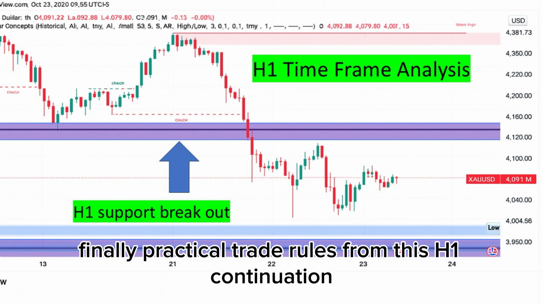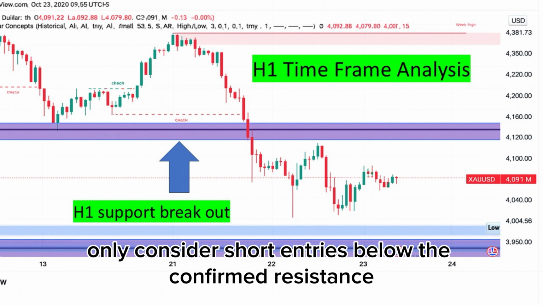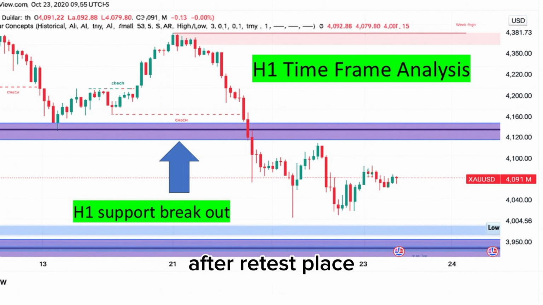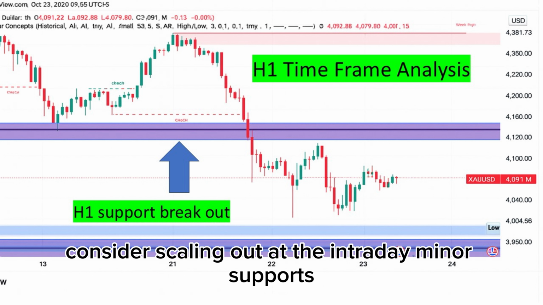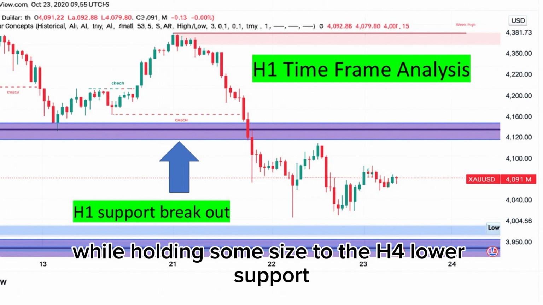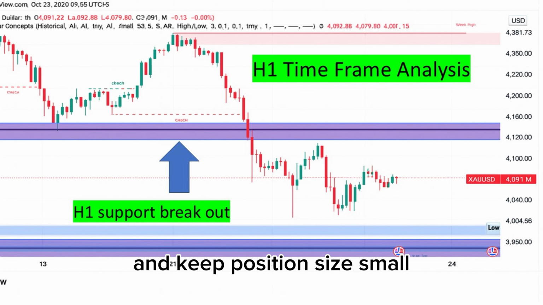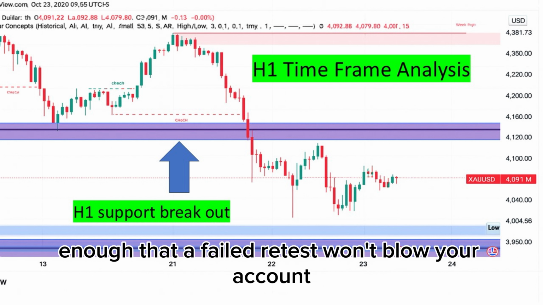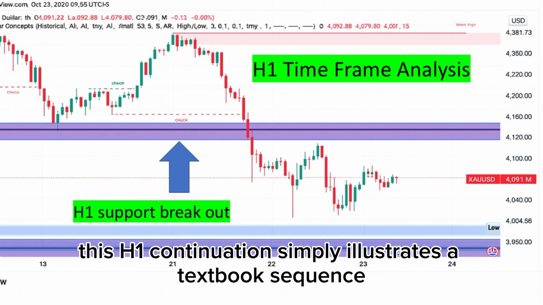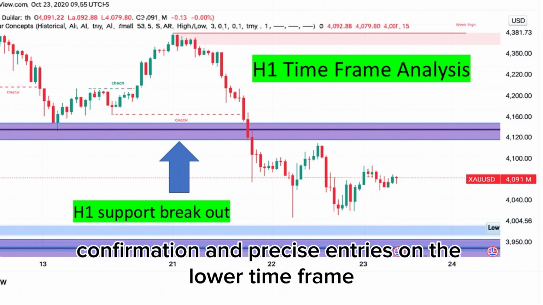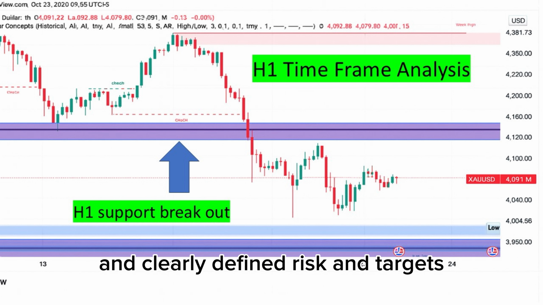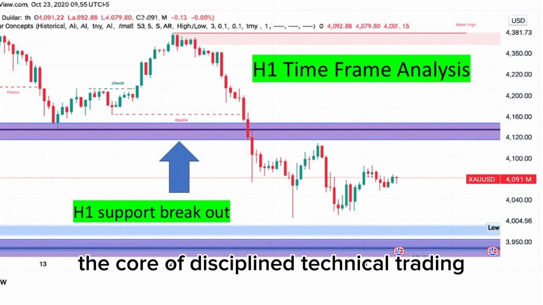Finally, practical trade rules from this H1 continuation. Only consider short entries below the confirmed resistance after retest. Place the stop loss just above the retest rejection high. Consider scaling out at the intraday minor supports while holding some size to the H4 lower support, and keep position size small enough that a failed retest won't blow your account. This H1 continuation simply illustrates a textbook sequence: break on the higher time frame, confirmation and precise entries on the lower time frame, and clearly defined risk and targets, the core of disciplined technical trading.